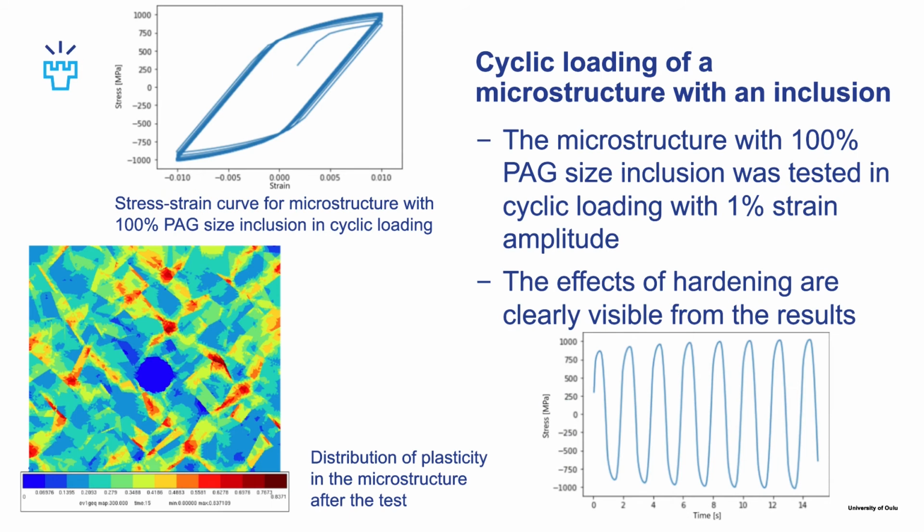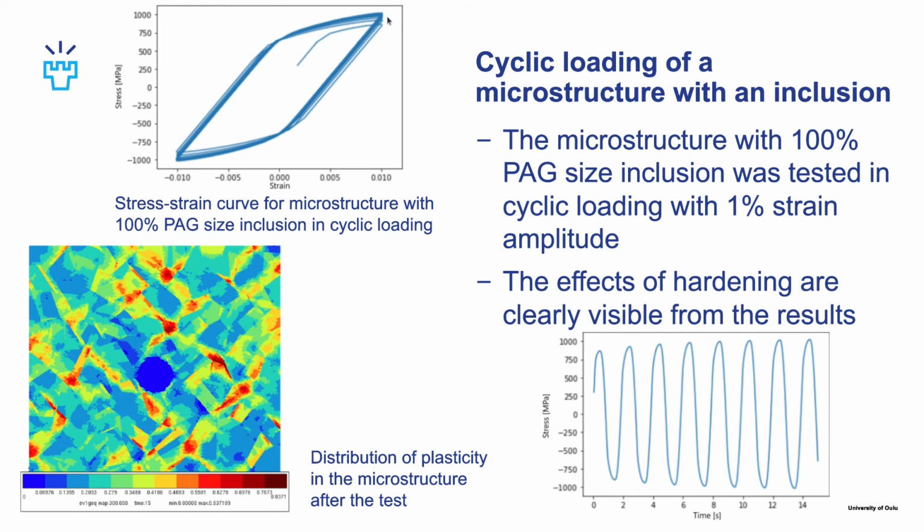And about cyclic loading, here we can see the results of the 100% prior austenite grain size inclusion microstructure with 400 gigapascal stiffness for the inclusion used in the cyclic loading test with 1% strain amplitude, and the result looks like a very typical hysteresis loop of cyclic loading.